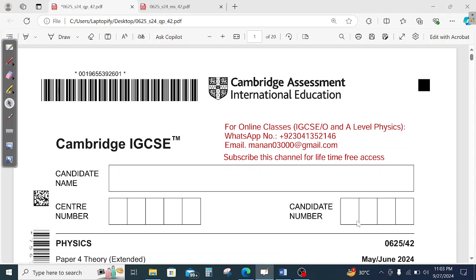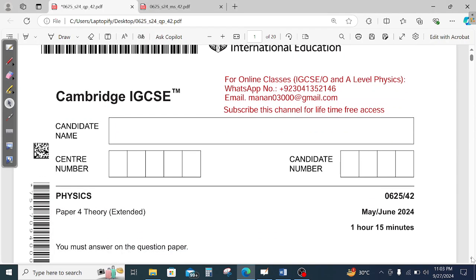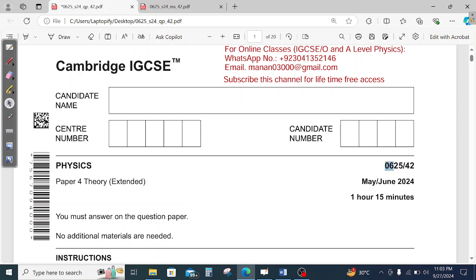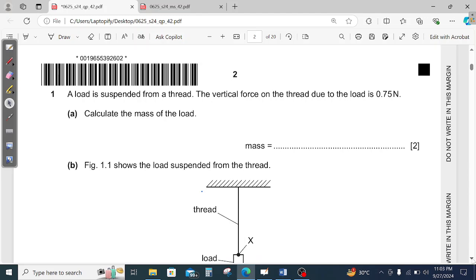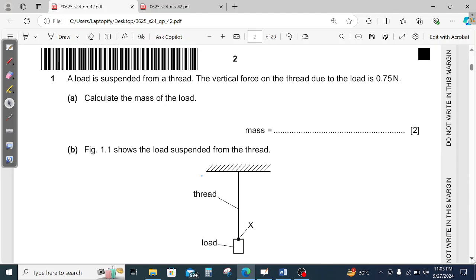Okay, and one thing more, the paper 0654 version paper 41 is already uploaded. You can look on the right corner of the screen, where you will see the I button. Click on that button, then you can easily get the playlist of paper 41 solution.